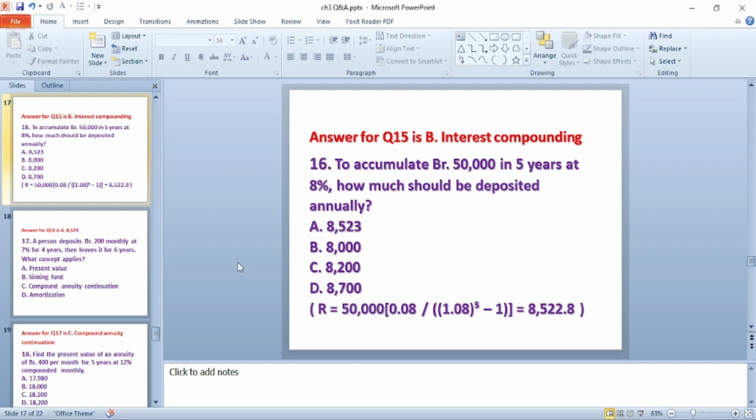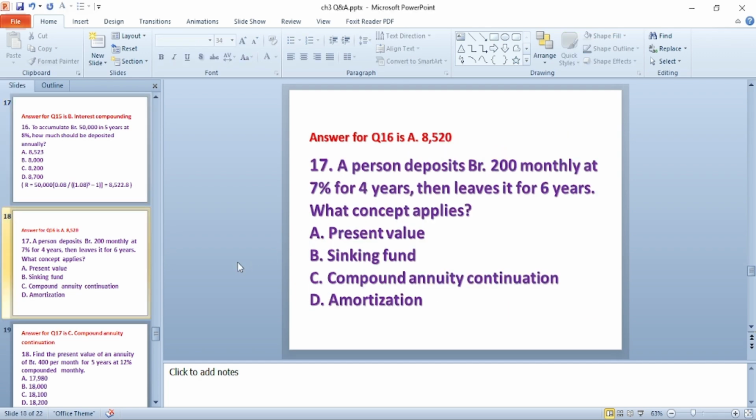Question number 17. A person deposits BIR 2,000 monthly at 7% for 4 years, then leaves it for 6 years. What concept applies? A. Present value. B. Sinking fund. C. Compounded annuity continuation. D. Amortization. The answer for this question is C. Compounded annuity continuation.